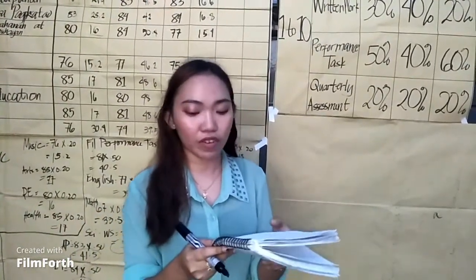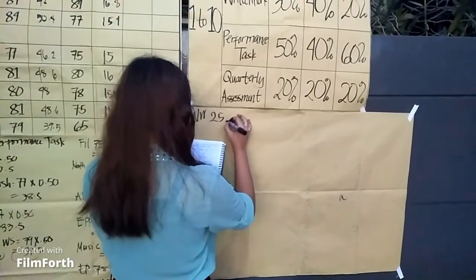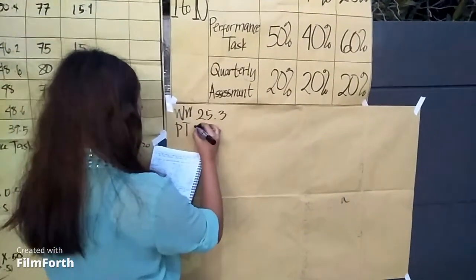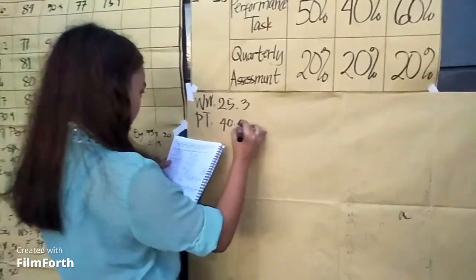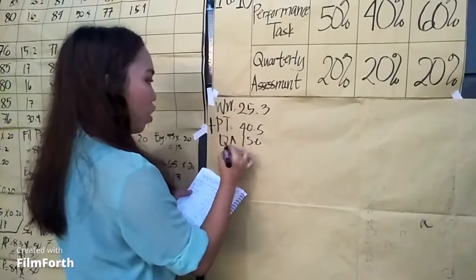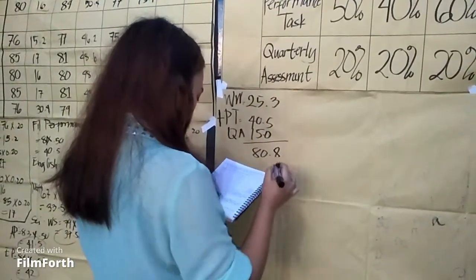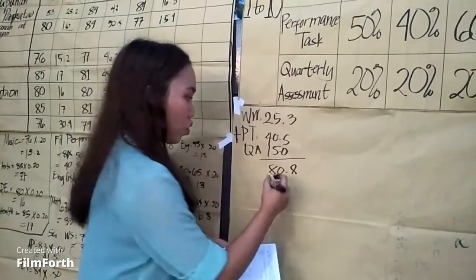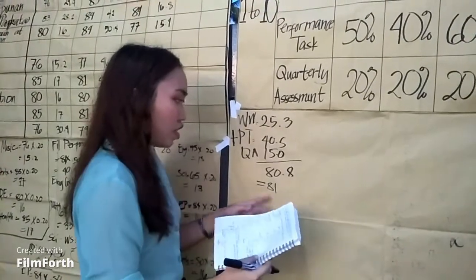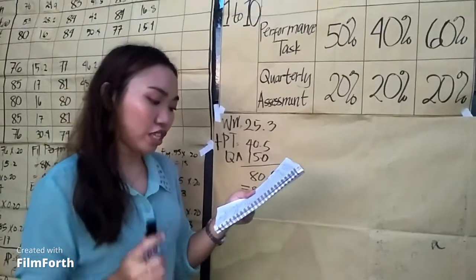Getting the initial grade of all subjects, the formula is the sum of the written work, the performance task, and the quarterly assessment. So we are going to round this off, so it is equal to 81. So the 81 is the initial grade for Filipino. Then do the same in all the subjects.